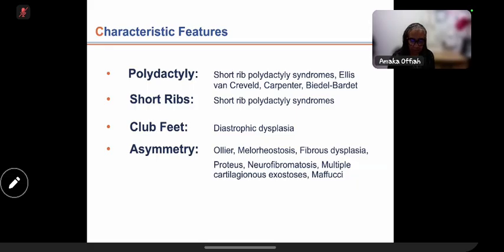And here, I was saying, when you want to image both sides, it's usually these conditions that have mosaicism. And so something like Ollier's or melorheostosis, fibrous dysplasia, Proteus, etc. These are the conditions where you may want to be imaging both the left side and the right side, but not routinely, because most skeletal dysplasias are symmetrical.